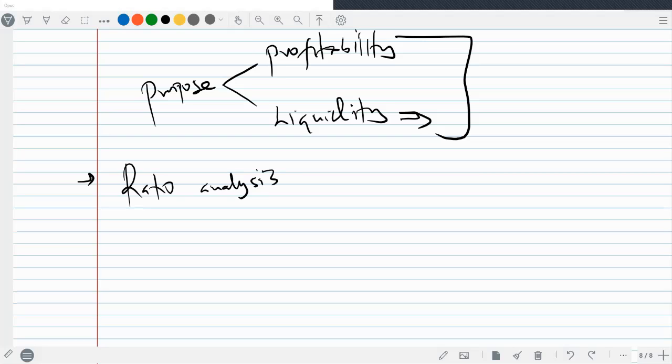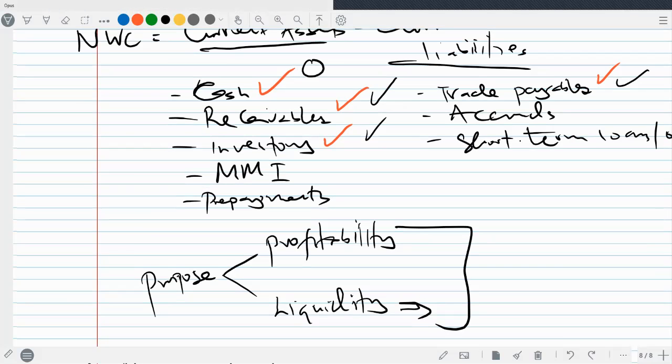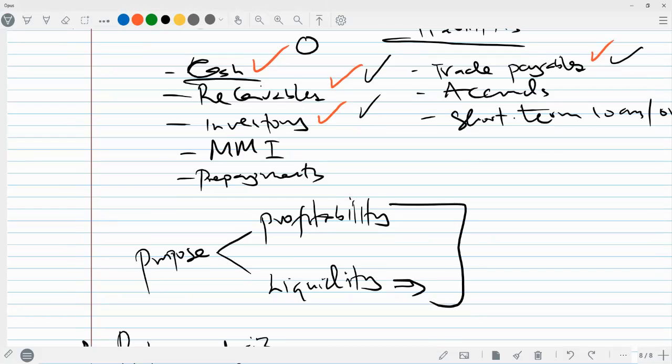So let's go simply to the introduction. Before we discuss the management of each of the components, we discuss an introduction, simply introducing ourselves to what we call working capital management.